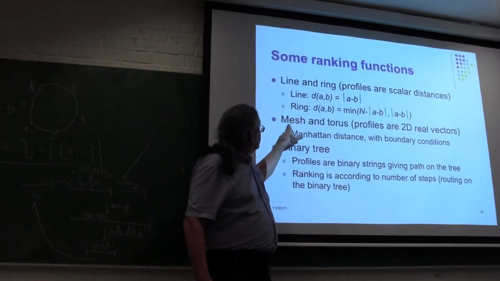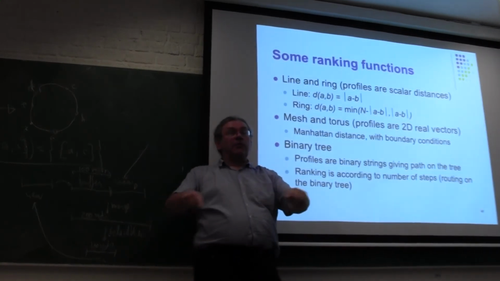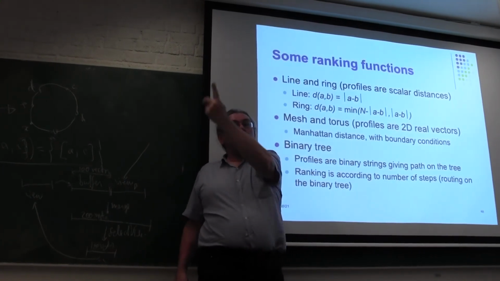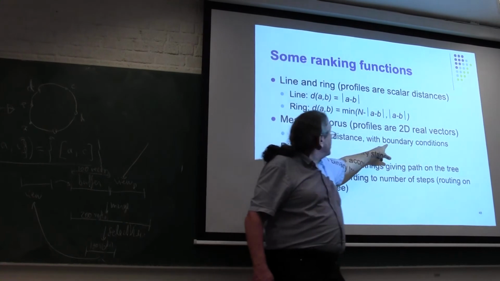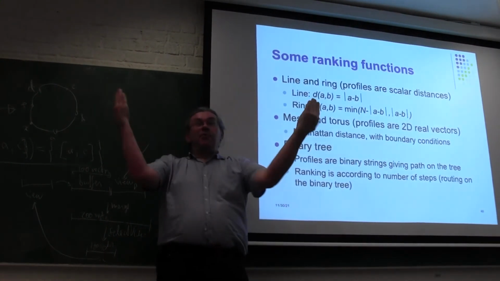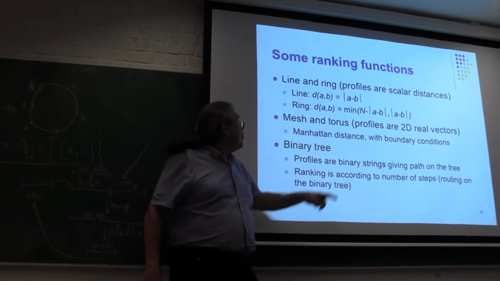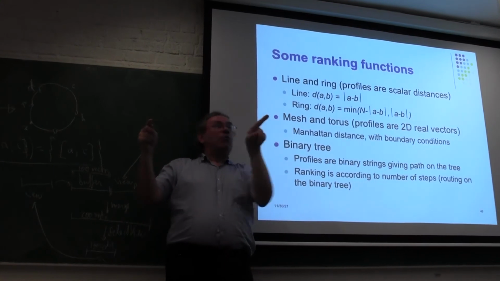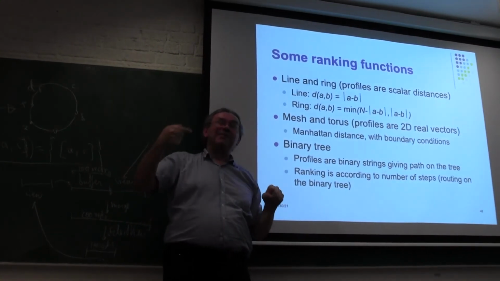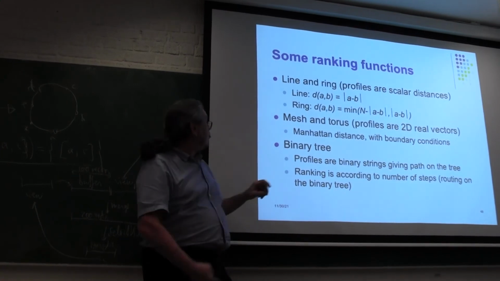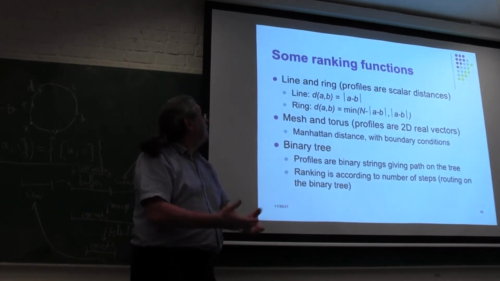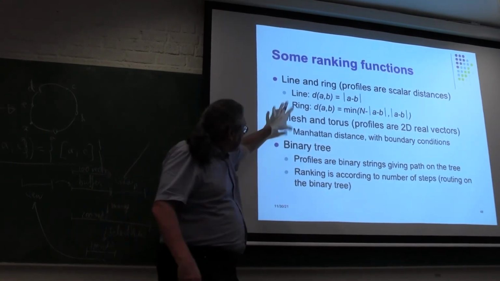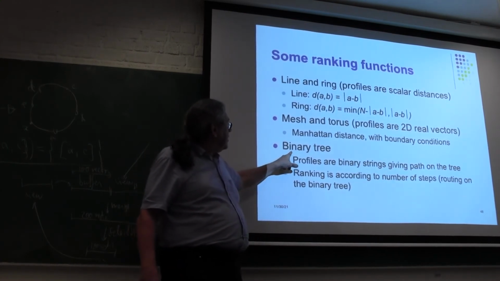Also, you can do mesh. A mesh is like a square where you have what's called Manhattan distance, where you go like this, basically, count the number of steps with boundary conditions. Torus is a square where you combine. Torus you see sometimes in games. If you have a square game field, when you go out on one side, you come in on the other side. When you go up, you come in on the other one. So that's a torus, which is like a donut. So these are all different kinds of topologies, or a binary tree.